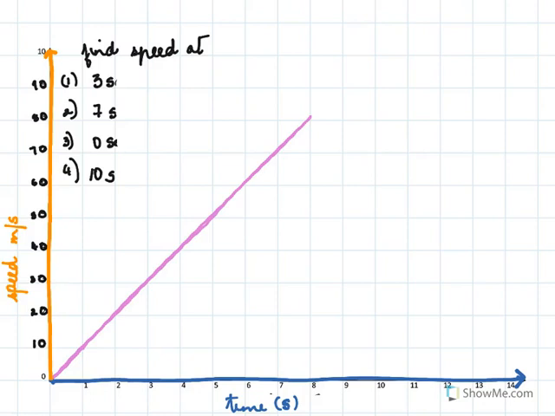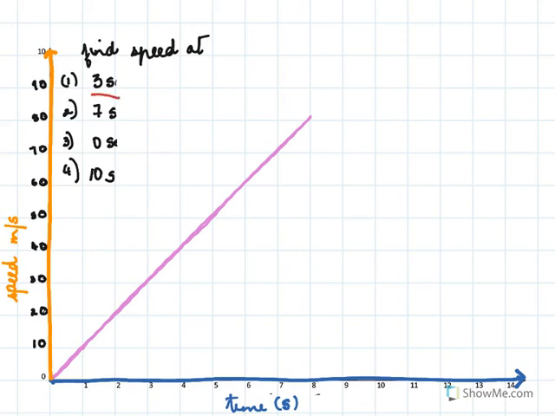Now this is again a speed against time graph. It's different from the earlier one, and let's see what's the difference. Now here, if you notice, the body is moving with an increasing speed. So let us try and find out what is the speed at 3 seconds.